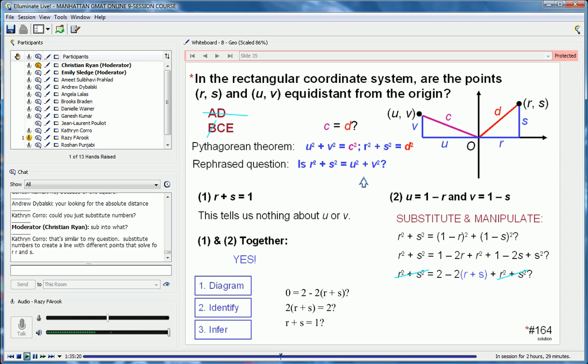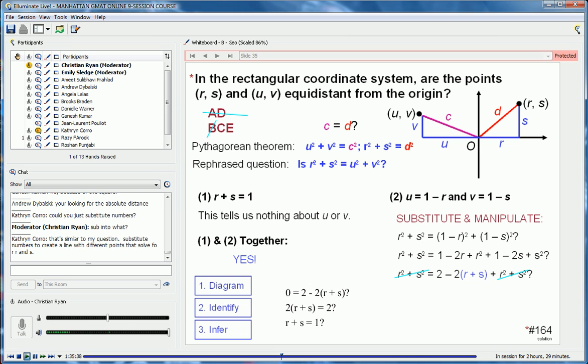And if that statement worked, then I'm basically told that U and V are the same distance that R and S are from the origin. I'm not sure if that makes sense. No, I see what you're doing. Let me see if I can type it in. This is an important point.